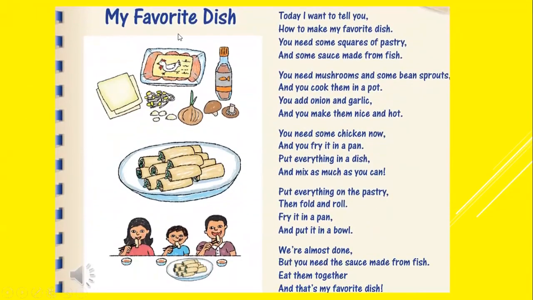Now, look at the picture. Tell me, what can you see in the picture? Very good. First, we can see pastry, okay? Bean sprouts, garlic, onion, mushroom, sauce, and chicken. Very good. Now I want you to underline these ingredients in the passage.